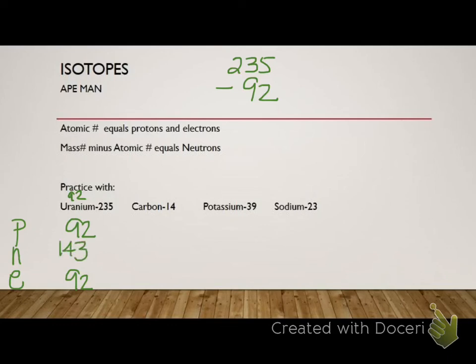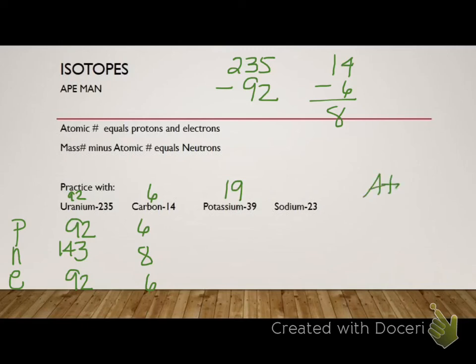Okay? Now let's do this with carbon-14. If I look at the periodic table, I see that the atomic number, which of course is equal to my protons, for carbon is 6. So that means that it's going to have 6 protons and 6 electrons. So now I would take 14 minus 6, and I would get 8. So it would have 8 neutrons, excuse me, neutrons.